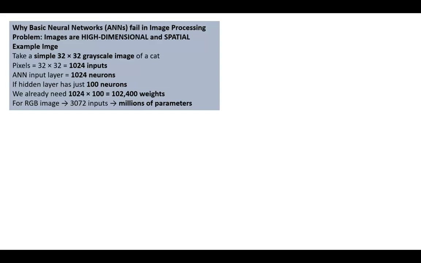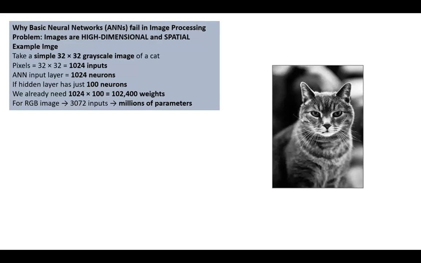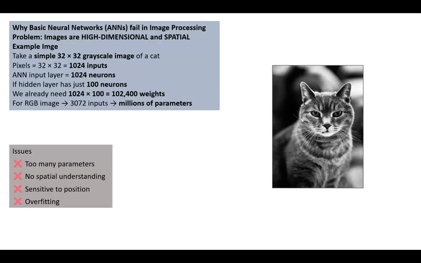For example, you take an image of a cat, a grayscale image. The size of the image is 1024. The input layer is 1024 neurons. I assume that I have 100 hidden layer neurons. So already we have 1024 into 100, which is 102400 weights. In the case of a color image, say for example, the inputs will be 3072, which leads to millions of parameters.